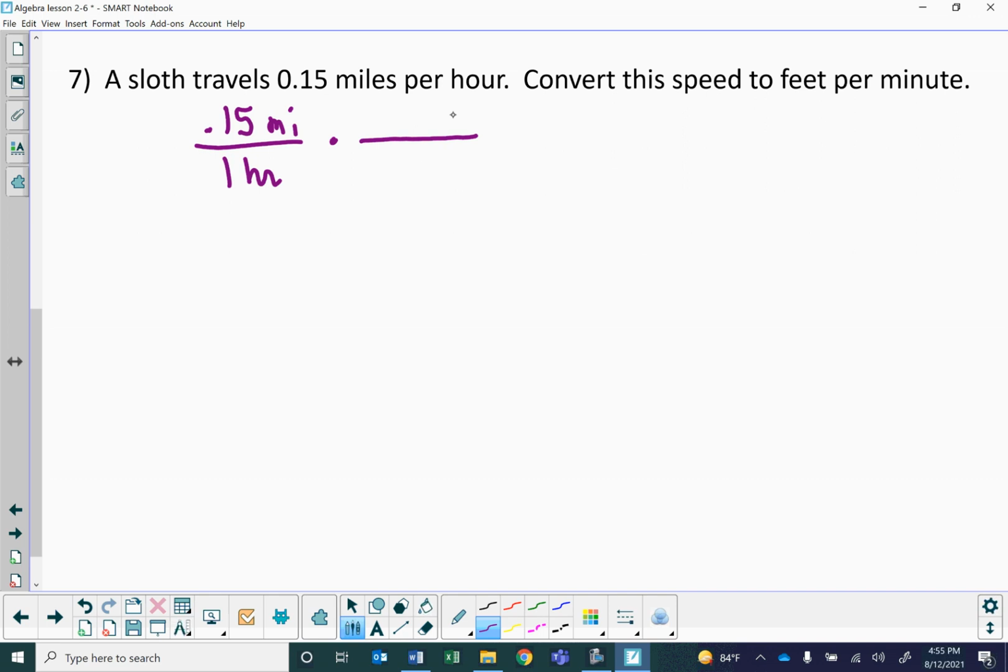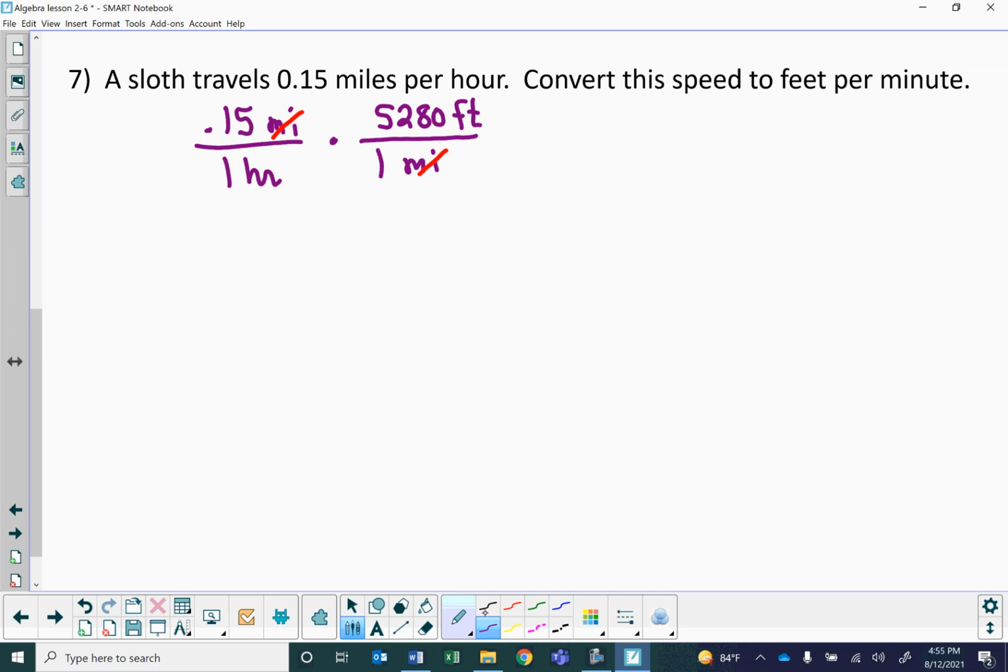So there are 5,280 feet in a mile, so 1 mile has to go on the bottom. 5,280 feet goes on the top because that's the only way we're going to get the miles to cancel out. This is the easiest way. People are like, I don't know if I should multiply or divide. If you do the conversion factor correctly as a fraction, you don't have to worry about that because it'll sort itself out in the end.